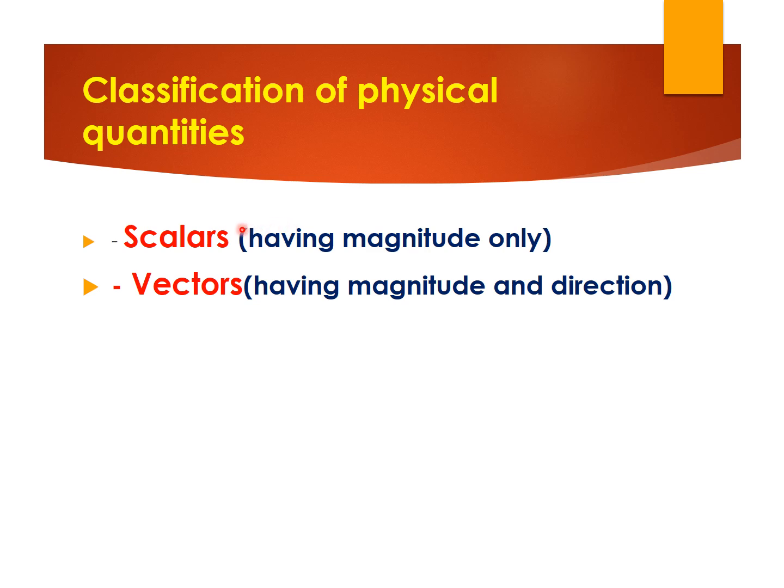Scalars, at first glance, understand that scalars have magnitude only and vectors have magnitude as well as direction. Okay, scalars have magnitude only and vectors have magnitude as well as direction. So physical quantities have two categories, one is scalars and other is vectors, which we are going to understand in today's lecture.